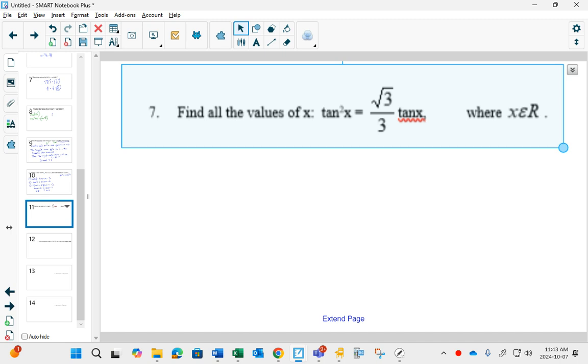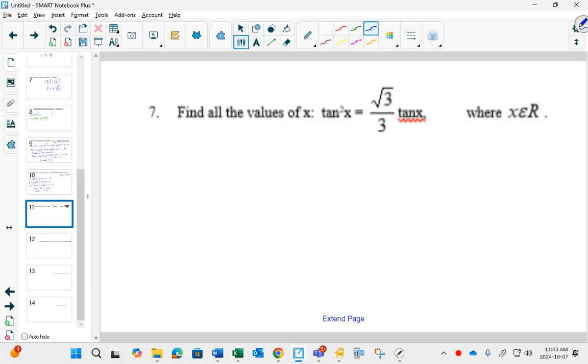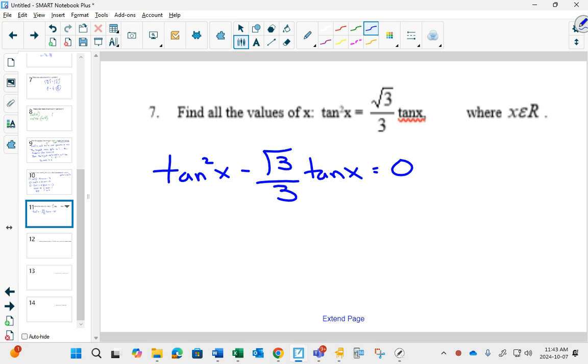Another one with a squared. It's another quadratic equation. You can use the quadratic formula or you can factor, but you need to make one side equal to 0. So I'm going to subtract the root 3 over 3 tan x to the other side. Make one side equal to 0. This part here tells us we're going to need a general solution. How do we do general solution? We first get all of our answers between 0 and 2 pi. And once we have those answers, we add 2k pi to each of them.